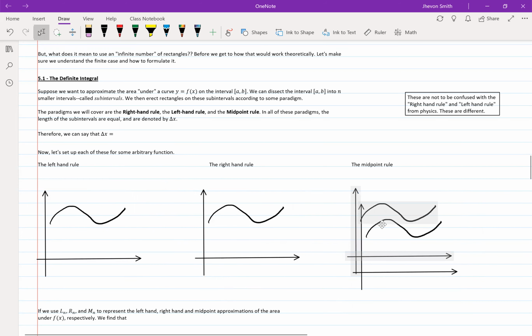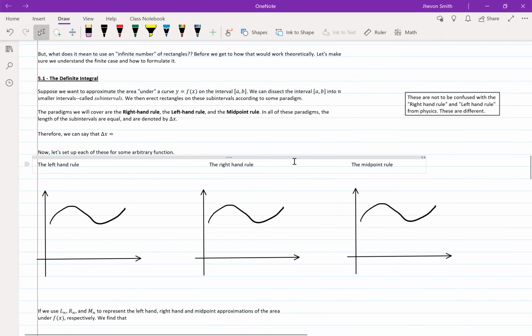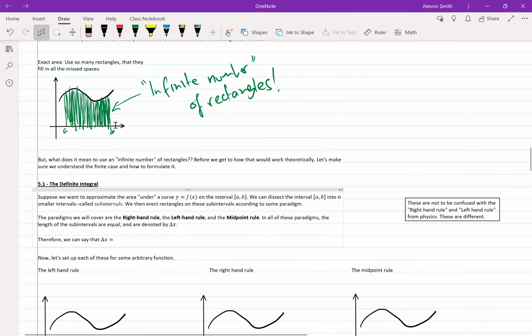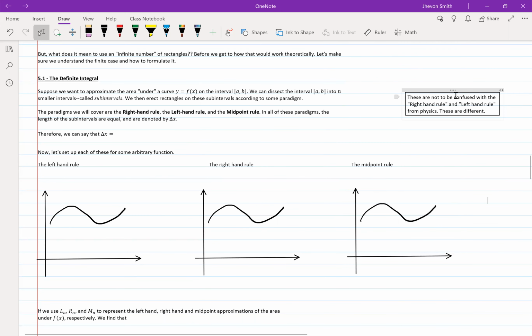Now, there are many paradigms for how we can actually get this to work. But there are three that we really care about in this class. These are the right-hand rule, the left-hand rule, and the midpoint rule, okay? So those are the three main methods that we are going to concern ourselves with. How do you actually go about getting this done and getting some mathematical calculations that make sense that we can use? So the idea is, I am concerned with finding the area under this curve on the interval AB, okay? So here's the idea.